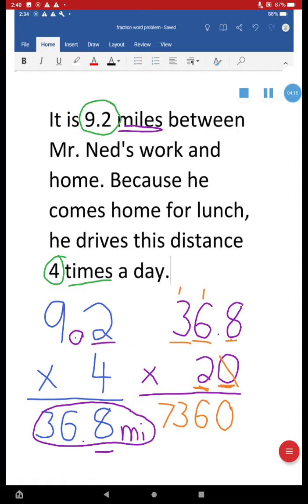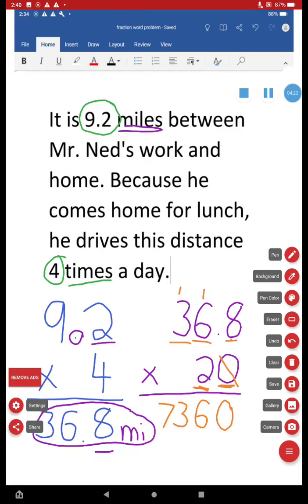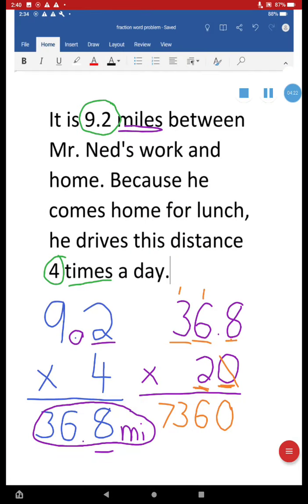Where should my decimal point go? Well, I have a decimal point and only one number to the right, which means I only need one number to the right. Decimal point goes right there. And again, what am I talking about? What should my label be? Miles.